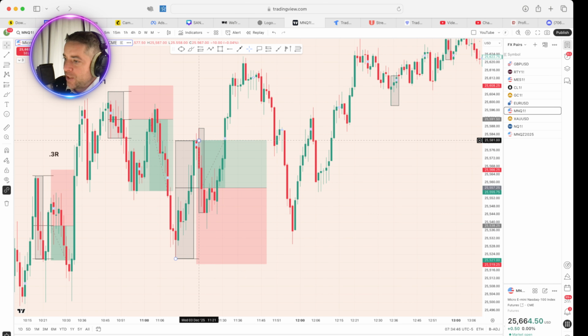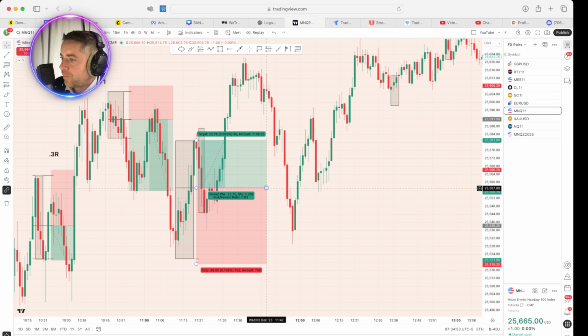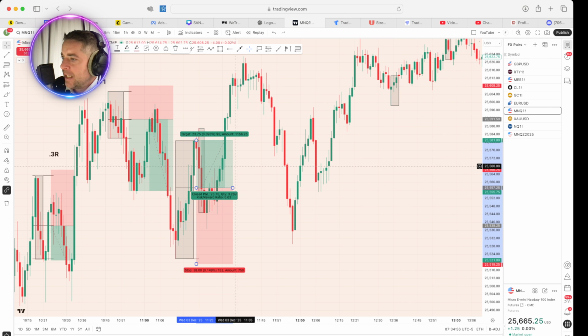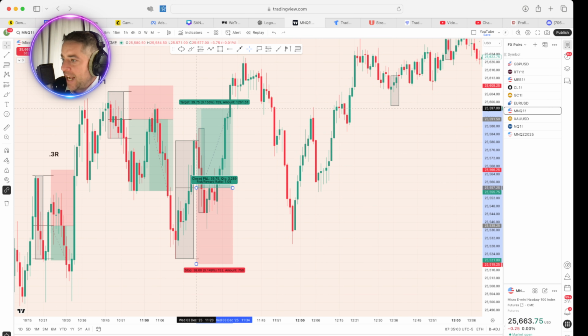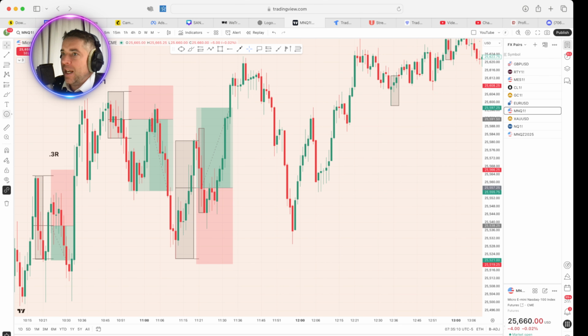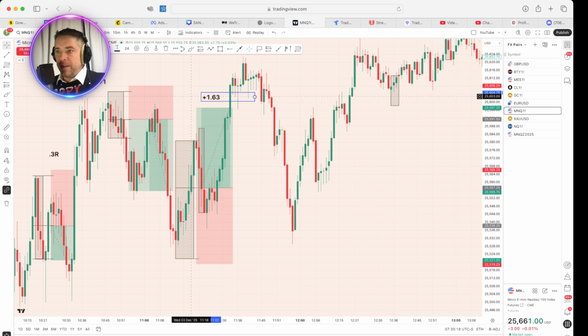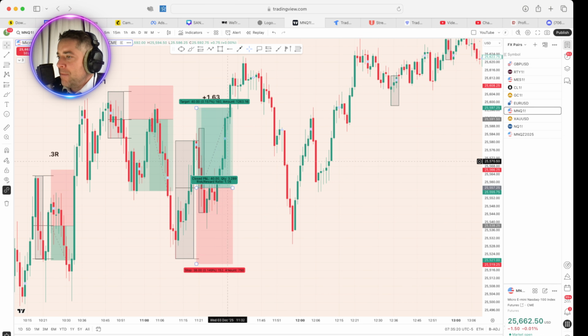Now, interestingly, we do get a bearish close here, so we'll come back to that in a second. Now, this is a 0.63. We hit it. We would then go for our full position, which would be up here, which we hit, which is a 1. So that's a plus 1.63 R, I think. So let's pop that in. Plus 1.63.